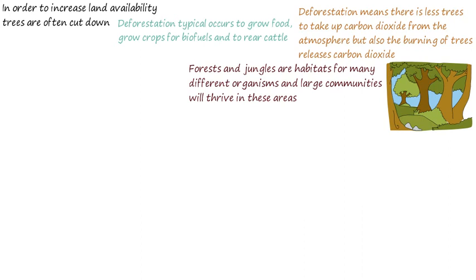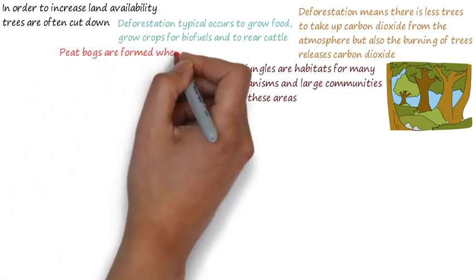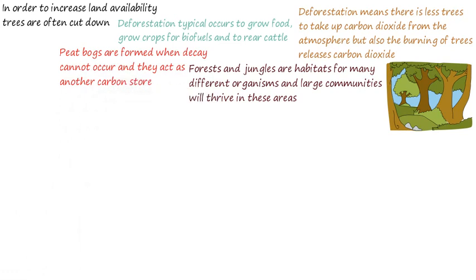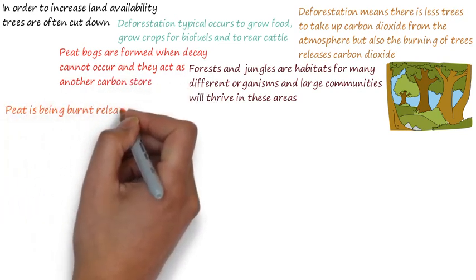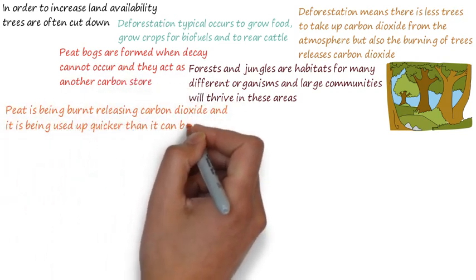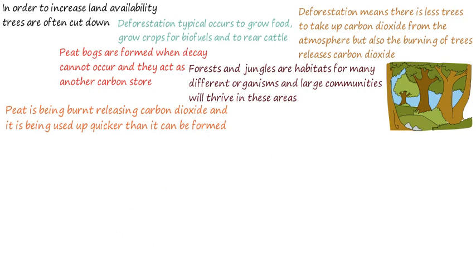Peat is a substance which is formed by undecayed plant materials. Peat is formed when decay cannot occur due to the conditions being unsuitable. Peat bogs act as another carbon store, and yet they are being destroyed too. Peat is being burned, so even more carbon dioxide is released, and it is currently being used up quicker than it can be formed.